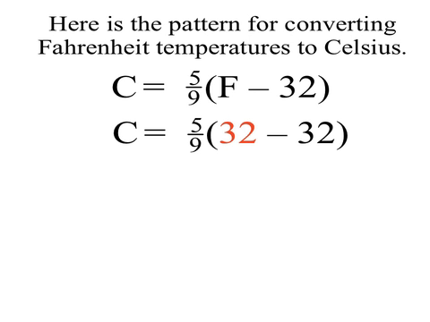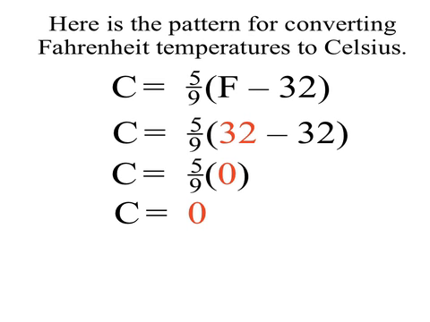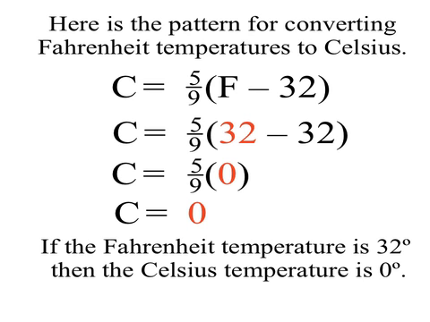32 is the number of degrees Fahrenheit that water freezes. And we happen to know that that number in the Celsius scale is 0. So let's see if our pattern works. We do 32 take away 32, we get 0. We take 5/9 of 0 and we get 0. And that tells us that if the Fahrenheit temperature is 32 degrees, then the Celsius temperature is 0 degrees.